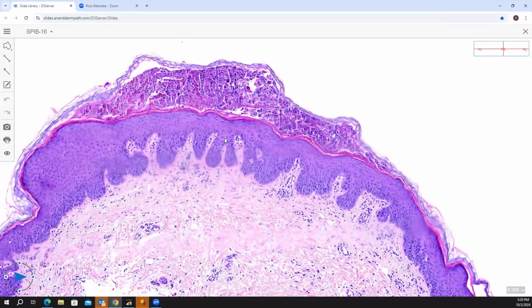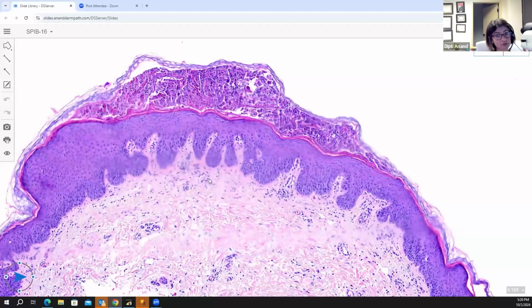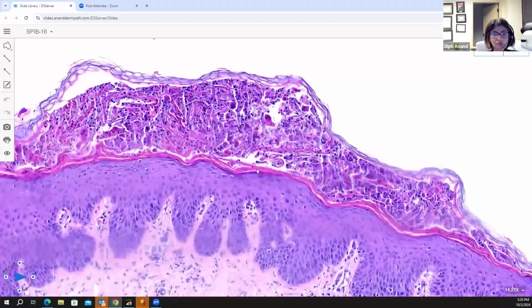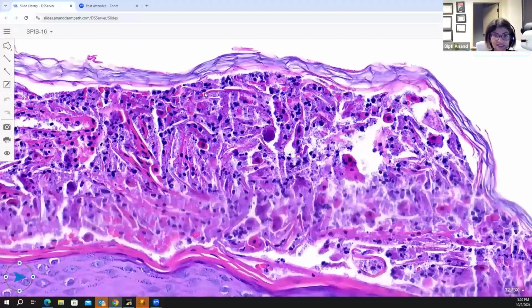Sneddon-Wilkinson. Exactly. This would be Sneddon-Wilkinson disease. But I will be able to exclude the others. Even if I didn't tell you that the PAS was negative, you would know this is not bullous impetigo. Though you may think that these debris are bacteria, they are not.